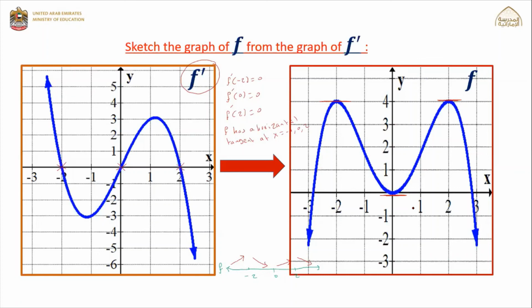Also, the function f must be smooth at these points, here and here and here, because the derivative is 0. So be careful: if you make it a cusp or a corner, it will be a mistake. You must make a smooth function here because the derivative is 0.